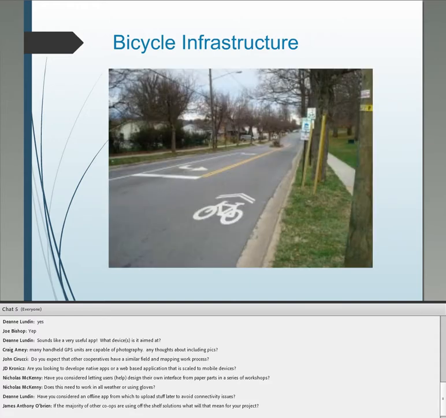There are also shared lanes, which are frequently denoted by shared use arrows, which are the ones you can see right here. Those are also called sharrows. They tend to be used in situations where the road is too narrow for a paved shoulder or a bike lane, and they are frequently accompanied by signs that say share the road or something indicating that cyclists have the right to use the lane as well as cars.